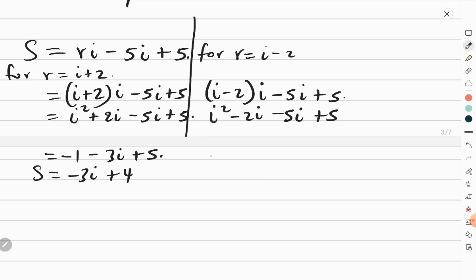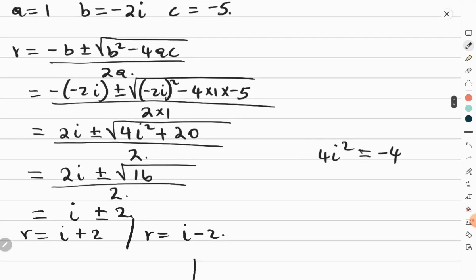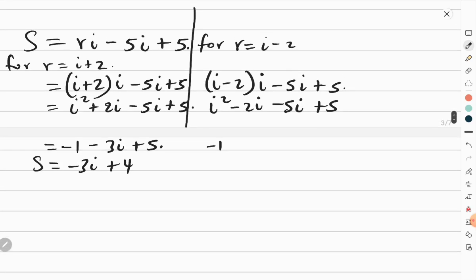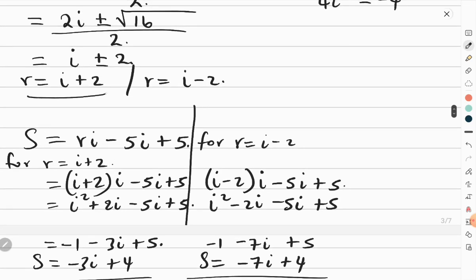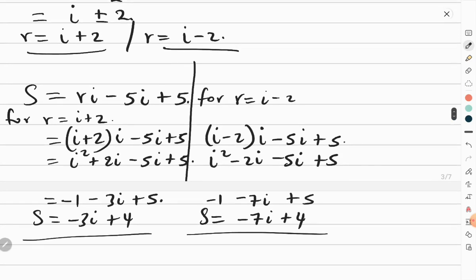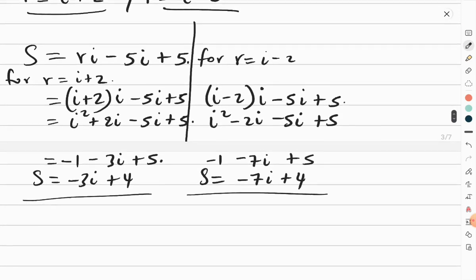So i squared is, of course, also -1, sorry. Then -2 minus 5 is minus 7i, then plus 5. So another value of s now is going to be -7i, then plus 4. So these are the values of s that they wanted, and these are the values of r that they wanted. We have solved them using the simultaneous approach.